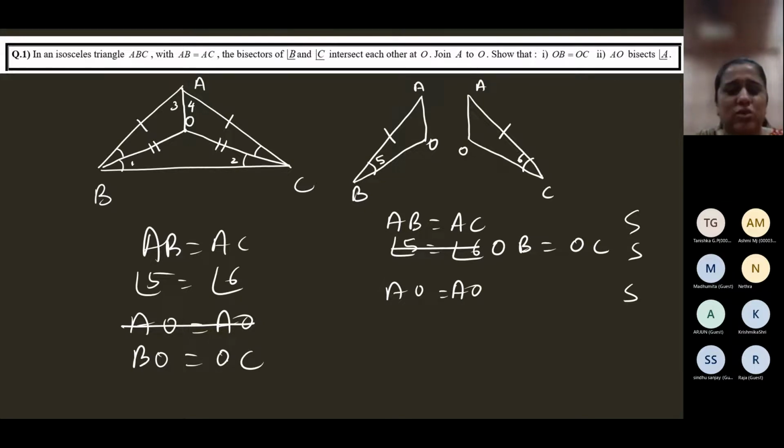Or BO is equal to CO, whatever. Because we proved OB is equal to OC. So you can take away this information and write OB is equal to OC. Now see, for angle 5, AB and BO are the arms. And for angle 6, AC and OC are the arms. So clearly it will be SAS.